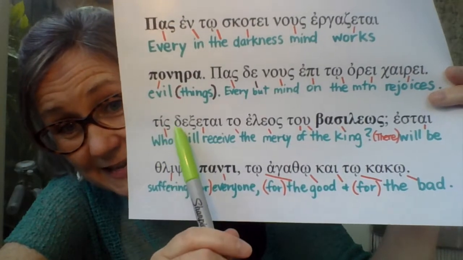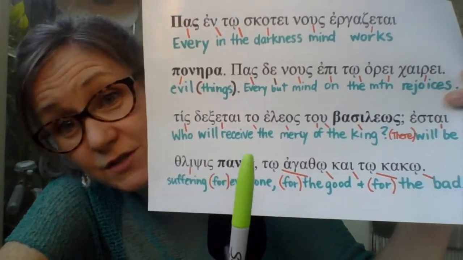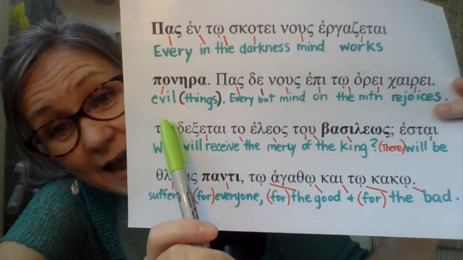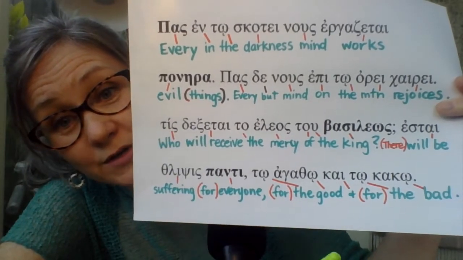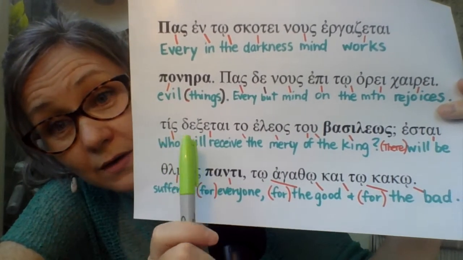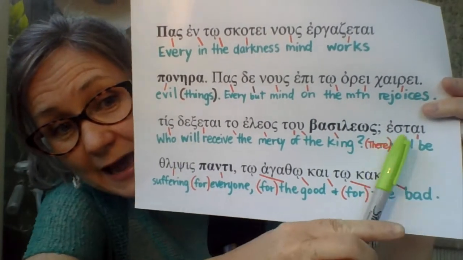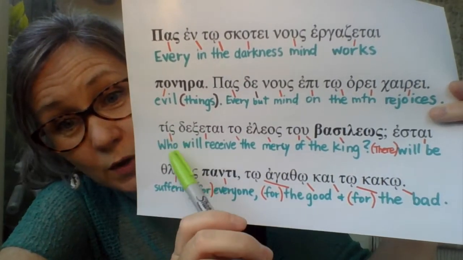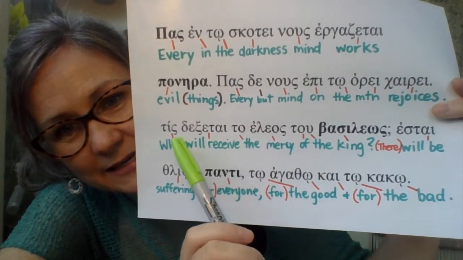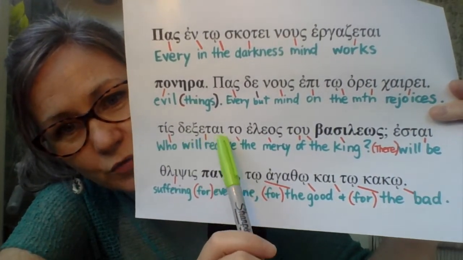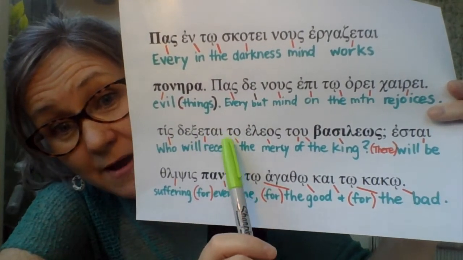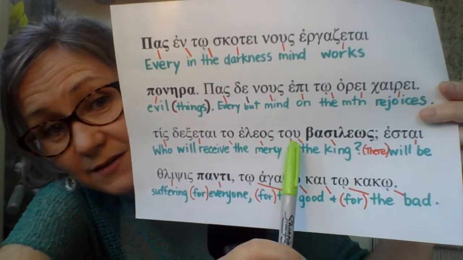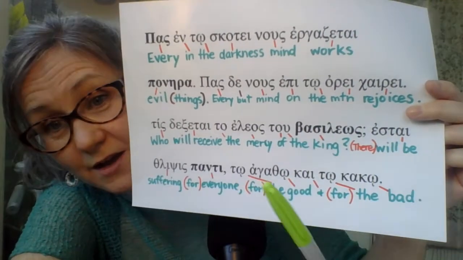Next sentence starts with tis. It's got an accent. So it's a question. As soon as you see tis with an accent, it's one of the question words. It doesn't mean someone or something. It means who, or which, or what. So looking ahead, you see, aha, there is a question mark in this sentence. This is definitely a question. So we don't know if it's who or which or what, but we'll read the rest of it and see. Who, which, or what will receive, it's in the future, from dechomai, it's a deponent verb. Who will receive the mercy of the king? That's how that one gets translated.